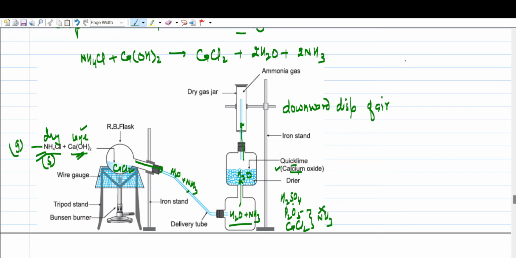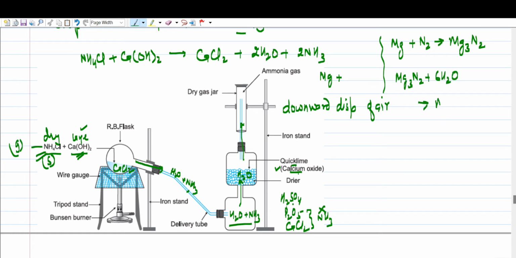gas in lab, that is taking magnesium or calcium metal and burning it in nitrogen. If we take magnesium and burn it in nitrogen, we get magnesium nitride, and then this is treated with water. So Mg3N2 will combine with 6 water and will give magnesium hydroxide, 3 molecules, plus 2 molecules of ammonia. Is this clear?